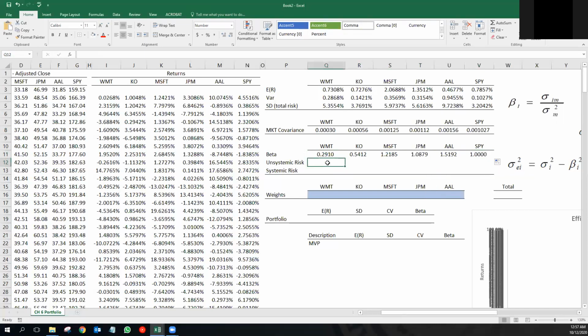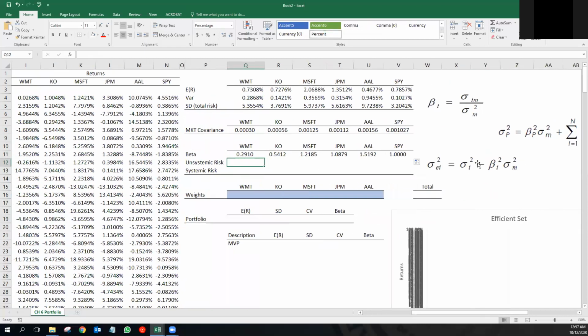Now, the unsystematic risk, this is where this formula here comes into play. All right, so this formula gives us the unsystematic portion. Now, we'll have to take the square root of it, because you notice how that part still has squared on it. So we'll do the formula and then take the square root. So what we do is, we start with the square root.